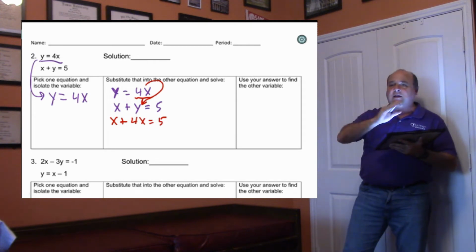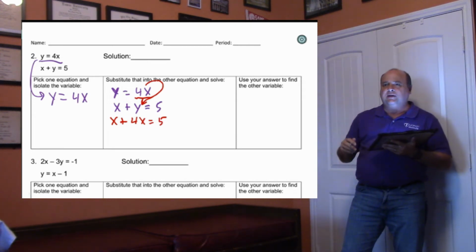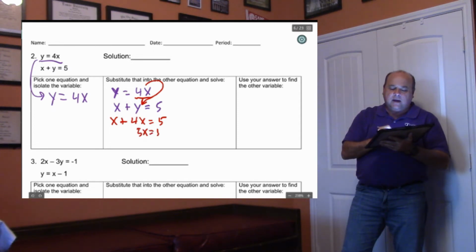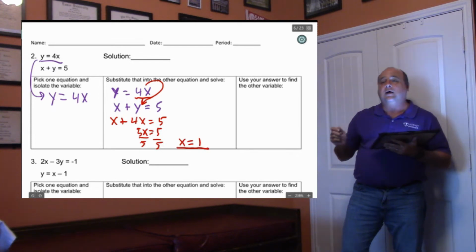Okay, I don't have an x and a y anymore because I substituted. That's why you substitute. So 1x plus 4x is 5x, and then just divide by 5, and I'm going to get x equals 1 and underline that.